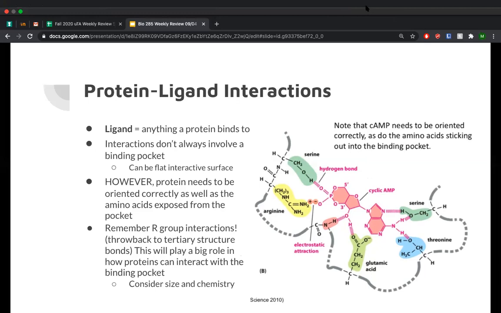Okay, so we also talked about affinity, and affinity describes the strength of interactions between a protein and its ligand.